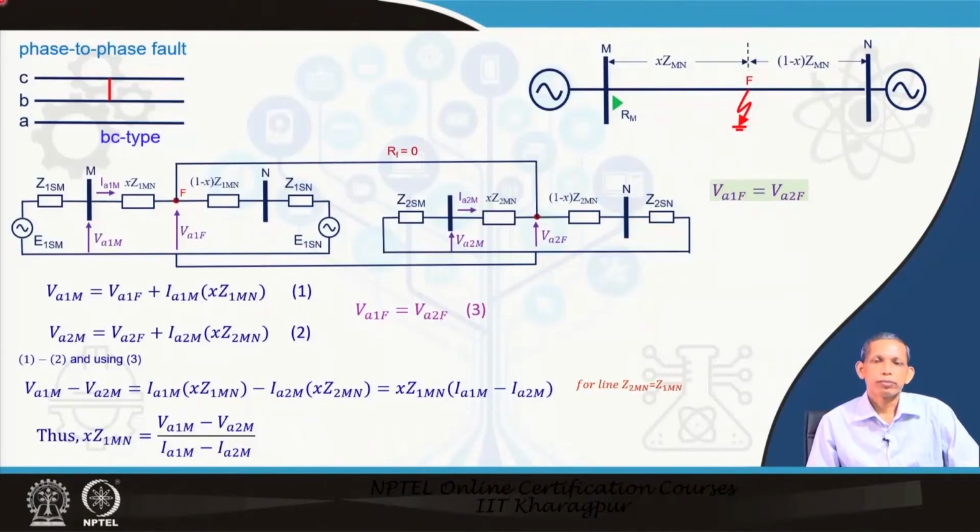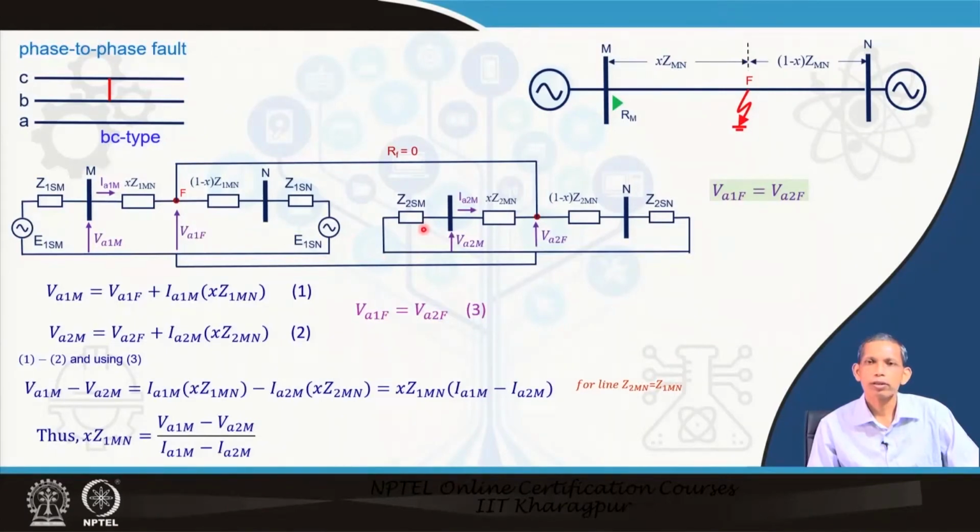Now, we will go to the other categories of fault for the same system. So, fault at F, the type is phase to phase fault. Let us consider BC fault, phase B to phase C, short circuit with RF equals to 0. For such a situation, the corresponding sequence diagram will be, for phase A, positive sequence diagram, negative sequence diagram, no zero sequence diagram, ground is not involved.